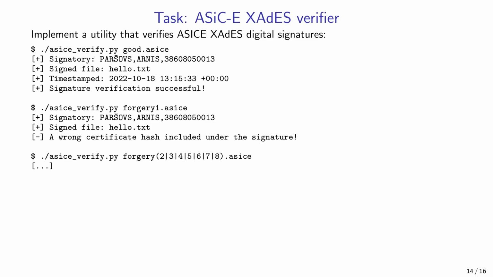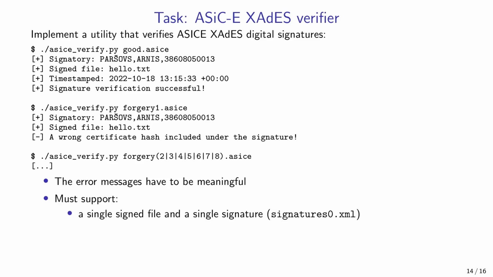Now, these files must not pass a successful verification. You have to figure out how they are broken. The requirement is that the error messages have to be meaningful and unique for each of the forged files because they are broken in a unique way. The solution must support only a single signed file and a single signature, so you can hardcode the file name that is read to signatures0.xml.